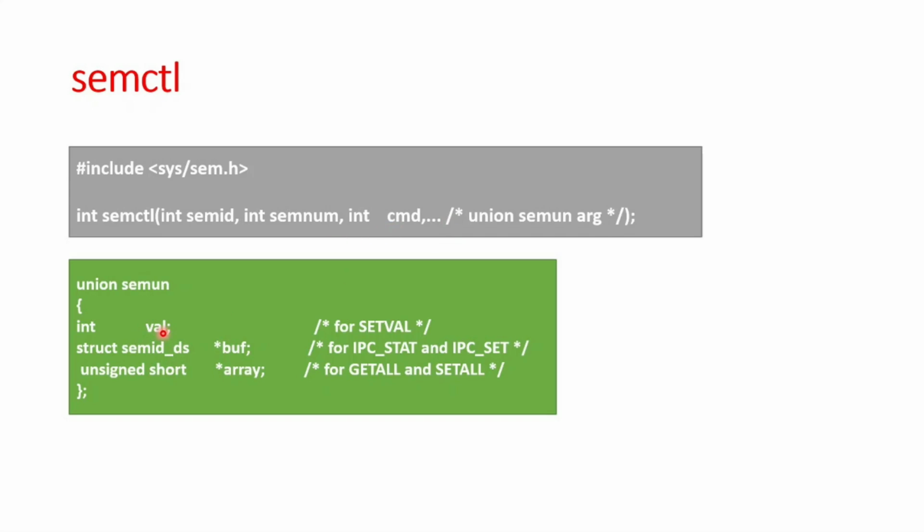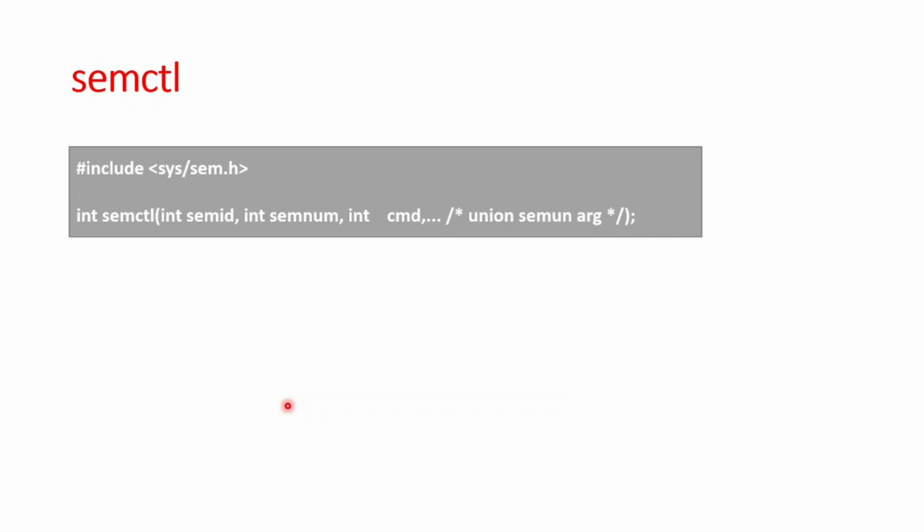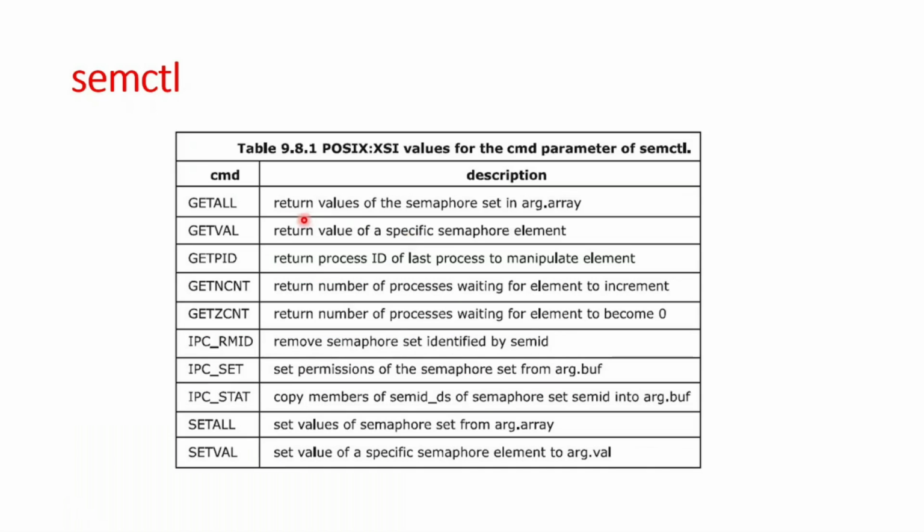Okay, where it is used. The int value is used when the command is SETVAL, and the buffer is used when I make use of IPC_STAT and IPC_SET, and an array is used when I make use of the GETALL and SETALL commands. Okay, so this is the command that I was talking about. This is the third argument, right? So the third argument is the command, and these are the predefined commands.